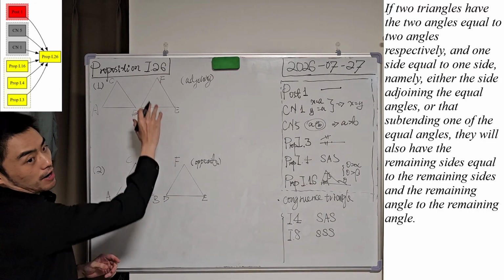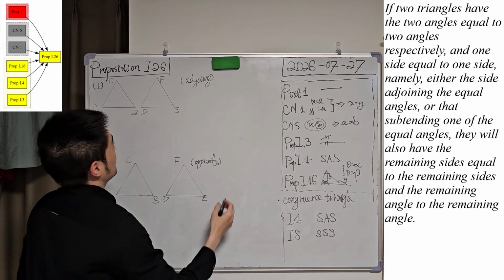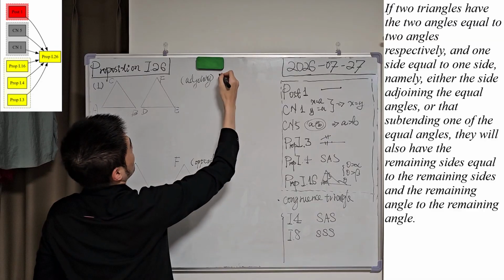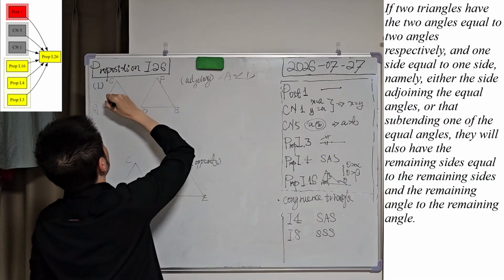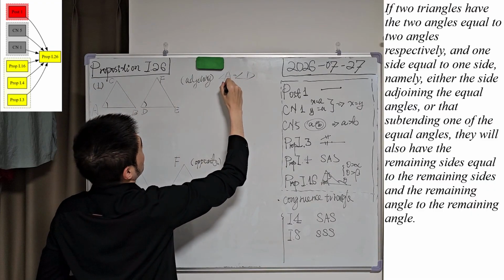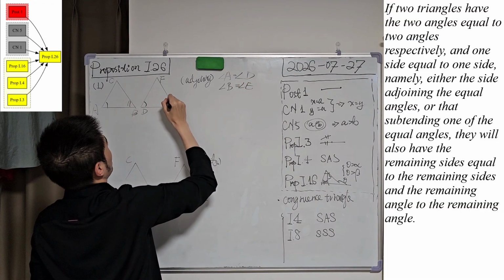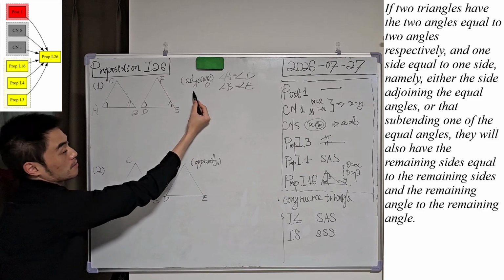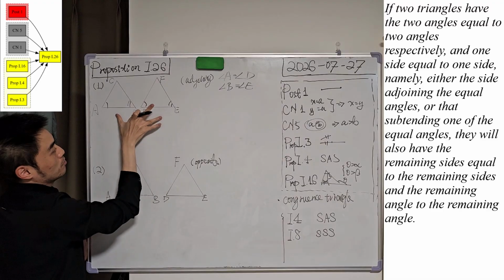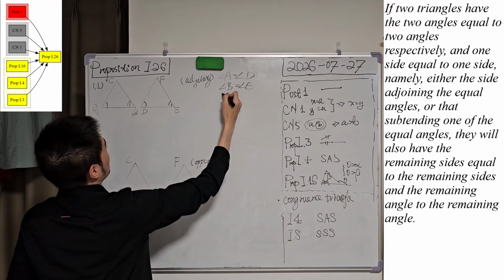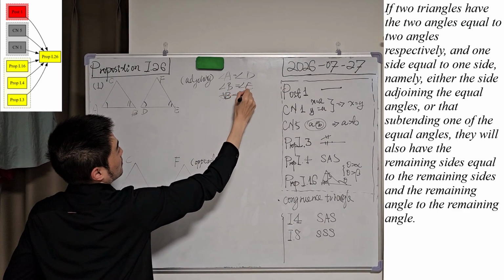It can be divided into two scenarios. Let's prove them one by one. In the first case, let's suppose that angle A equals angle D, and angle B equals angle E. In this scenario, let's suppose the equal side is the adjoining side between the two angles, which means AB is equal to DE.